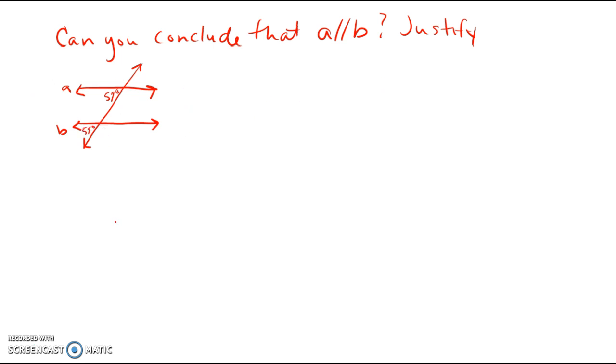So here's our first one that we're going to answer. I'm looking at two lines, line A, line B. I'm looking at the two angles given. I notice that they're on the same side of the transversal and that they are both sitting at the bottom of their line. And then I look at their measures. This first one is at 59 degrees and the second one's at 59 degrees. So can we conclude that line A is parallel to line B?